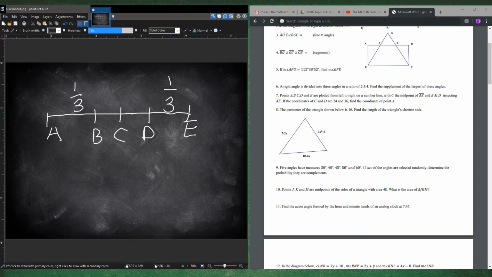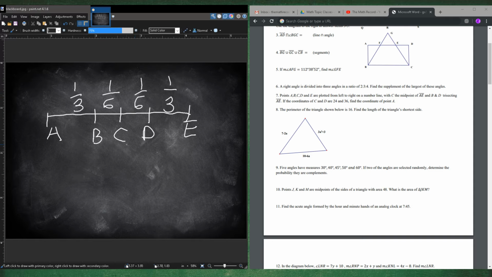Since these 2 parts have to be equal, because AC to CE is bisected, because that's what it says right here, C is the midpoint. And AB to DE is equal. That means BC and CD have to be equal. Since this is trisected, that means this entire thing is 1/3. But since they're both equal, you just need to divide by 2, so it's 1/6. So both these sides are 1/6.